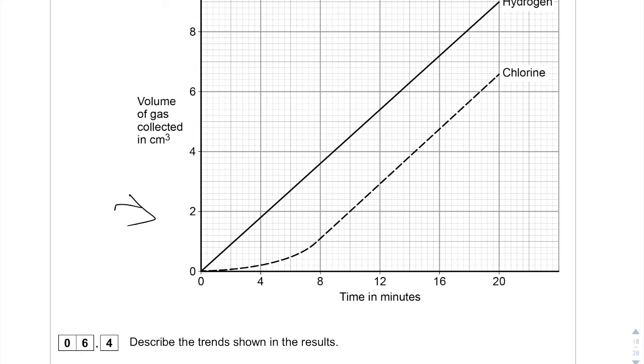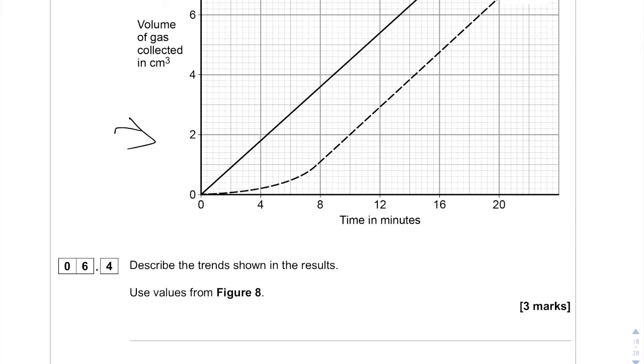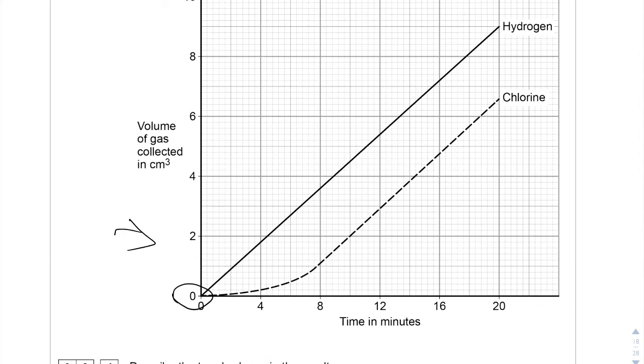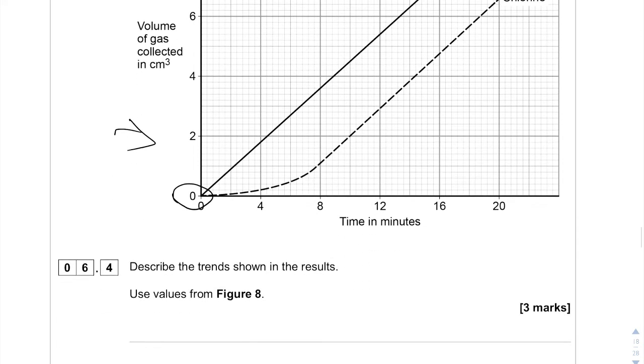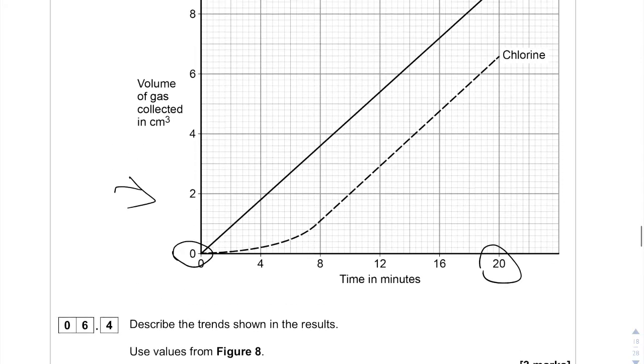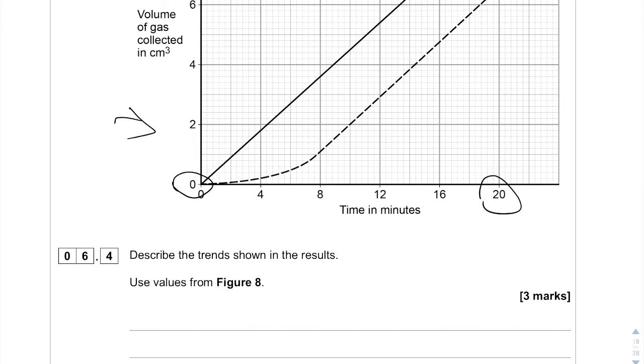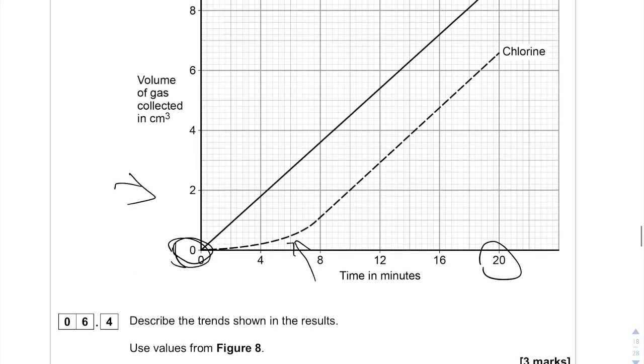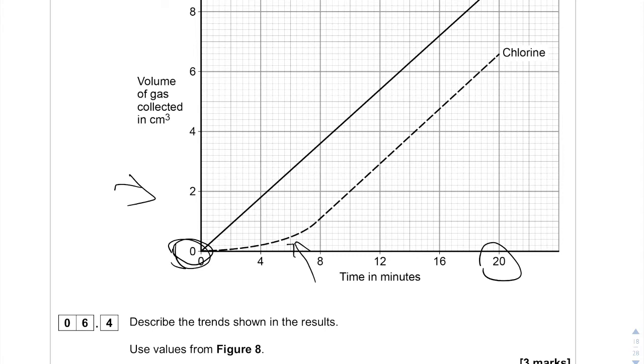Right, so the trend: if you look at the hydrogen produced, it's from 0 to a maximum value of 9 at 20 minutes. And for chlorine, it's also starting from 0, except for the fact that it takes a while to build up. And by 20 minutes, you're going to get to a value of 6.6 cm cubed.